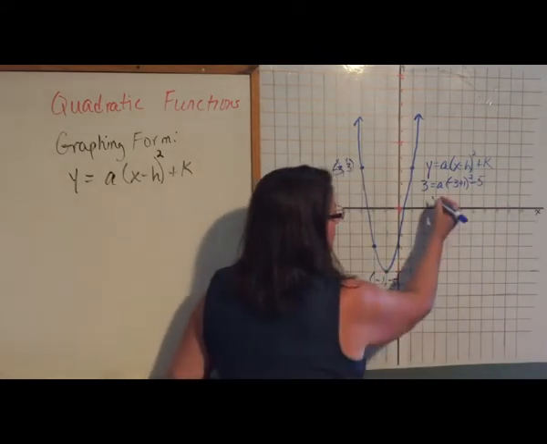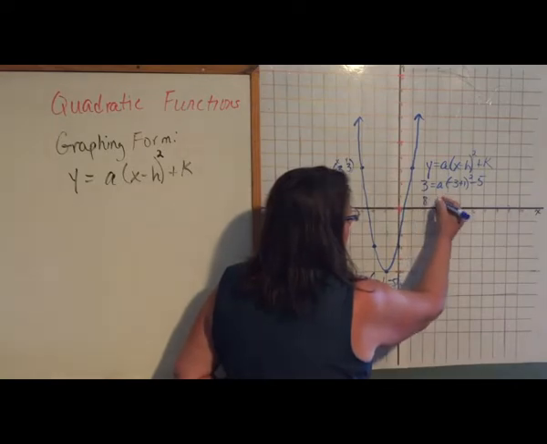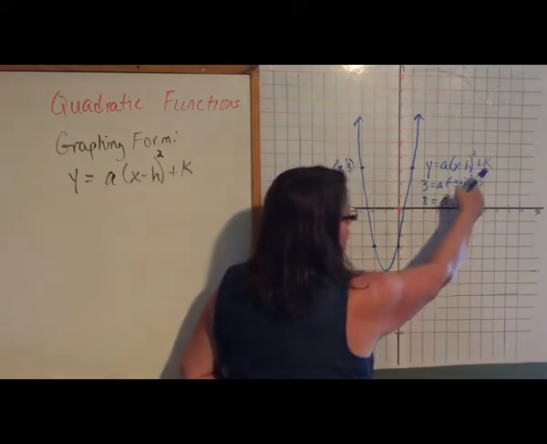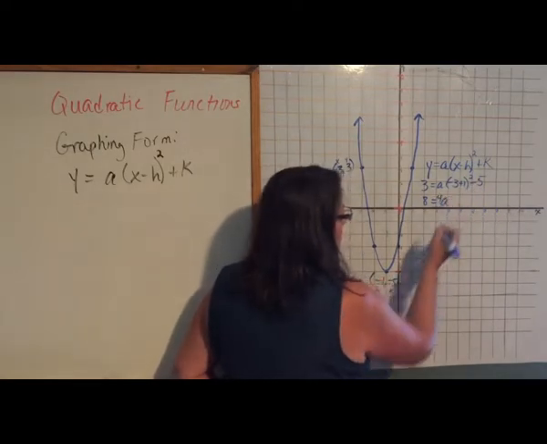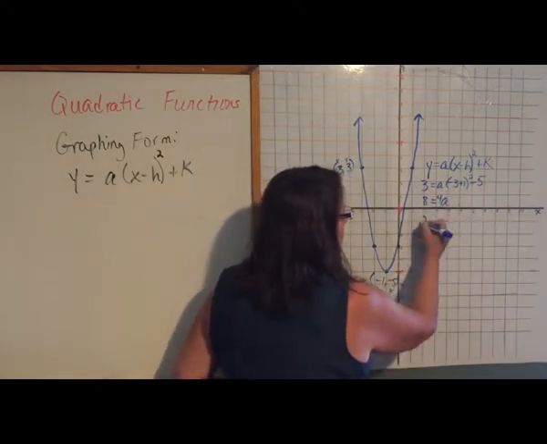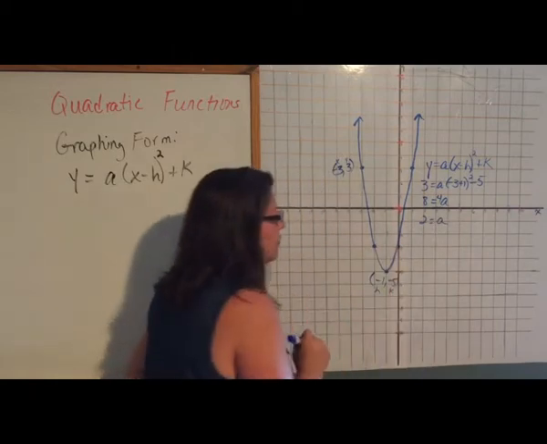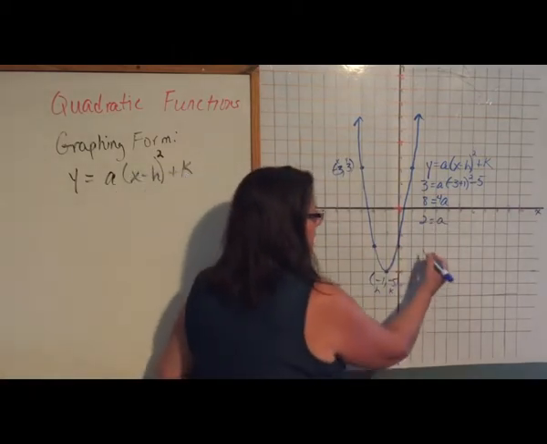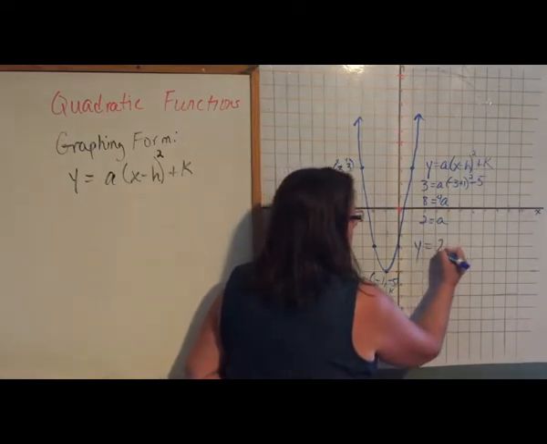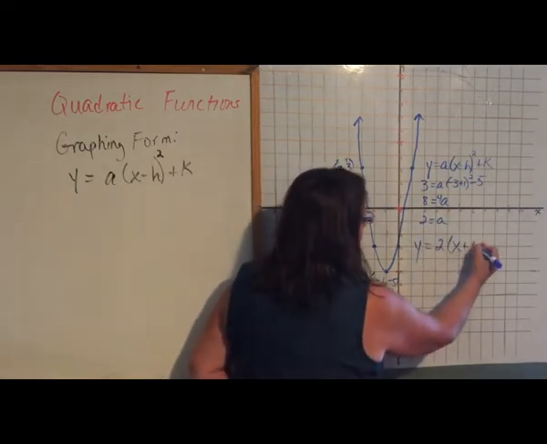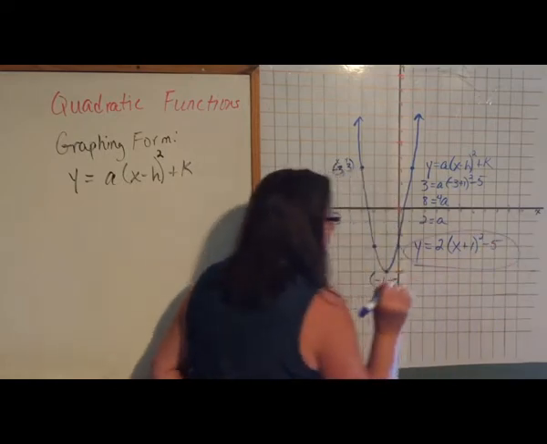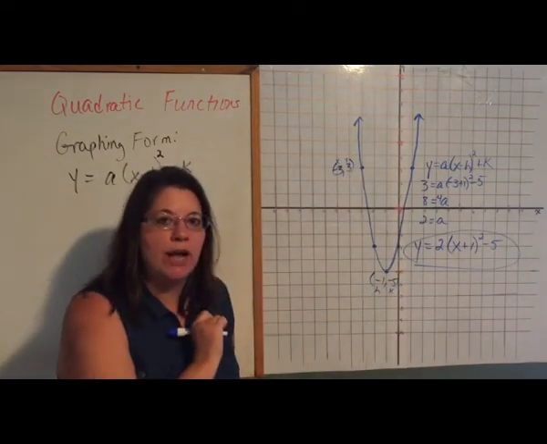If I do the math, I can add the 5 over. -3 plus 1 is -2, squared is 4. So that's a 4a. If I divide by 4, a is 2. Now that I know a and I know my h and k, I can write the equation. There's the quadratic function for that graph.